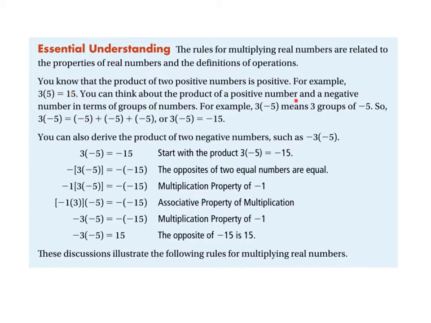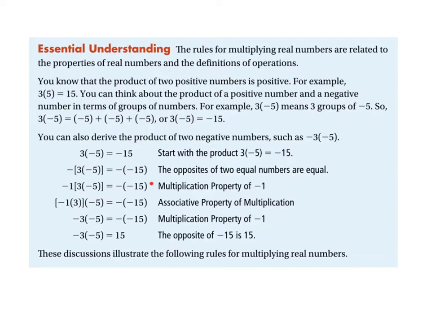You can think of the same thing when you have a positive times a negative. You could say 3 groups of -5. So 3 times -5 is just 1, 2, 3 groups of -5 added together: -5, -10, -15. You can also derive the product of two negatives in this way. You're saying the negative of what you get when you do 3 groups of -5. The 3 groups of -5 we just did is -15, and we want the negative of that. So we actually get positive 15.